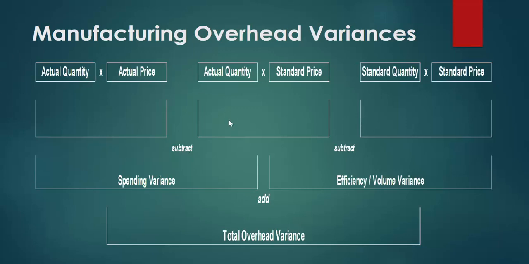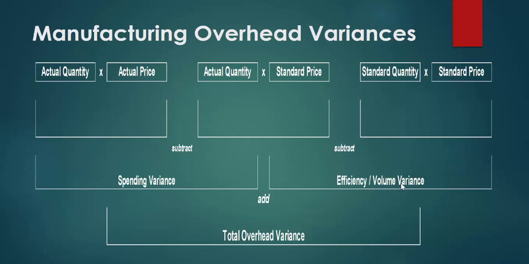The first two subsets create your spending variance because the thing that's different in the subsets is the price. Your first subset has actual quantity times actual price. The second one still has actual quantity, but this time times standard price. So any difference that's going to result is going to result as a result of the change in price. You either spent more or less than you anticipated in total on manufacturing overhead.